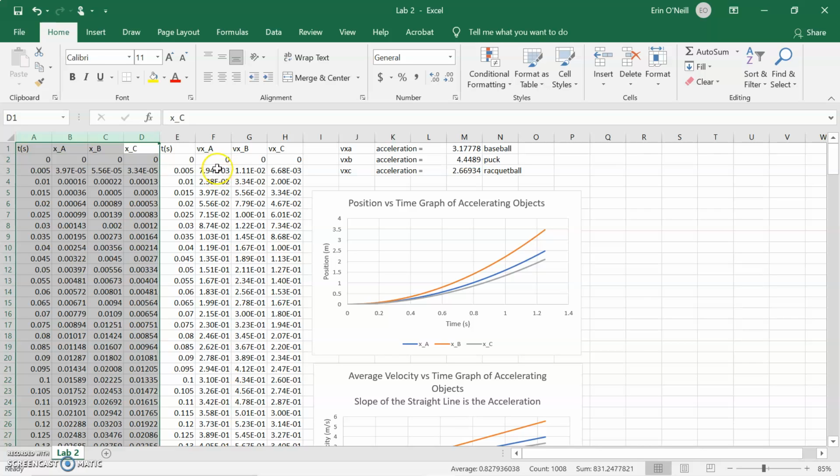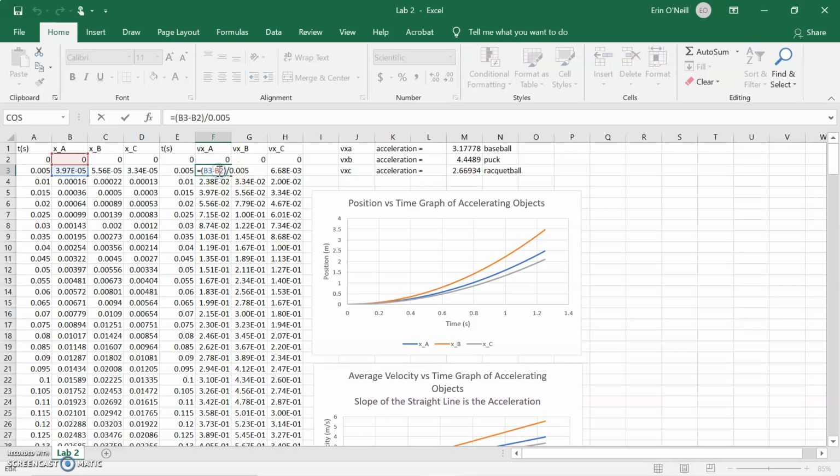So to find, for example, the velocity of object A, I set it up as an equation where it equaled the change in x over the change in time. How I plugged it in was I found the difference in position between these last two cells over this period of time, which is 0.005, so 5 milliseconds. And I dragged that down, so as you can see, each of them reflect this. And so I did that for object A, B, and C.